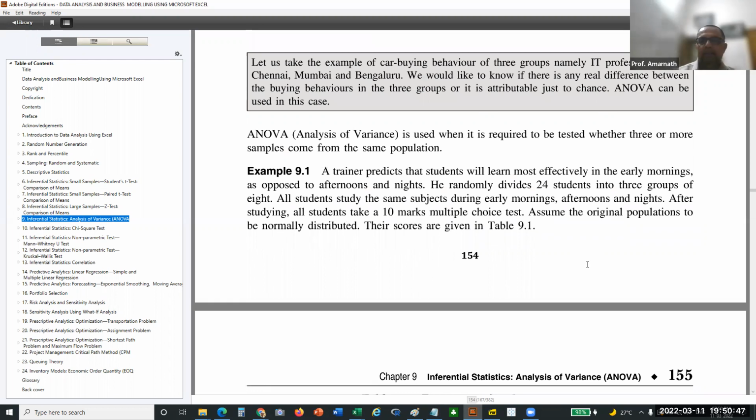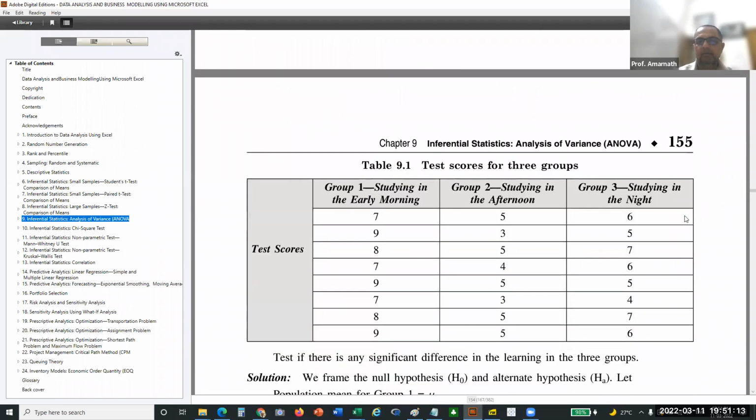Our example has a trainer who predicts that students will learn most effectively in the early mornings as opposed to afternoons and nights. He randomly divides 24 students into 3 groups of 8. All students study the same subjects during morning, afternoon, and night. After studying, all students take a 10 marks multiple choice test. Assume the original populations to be normally distributed and their scores are given in the table.